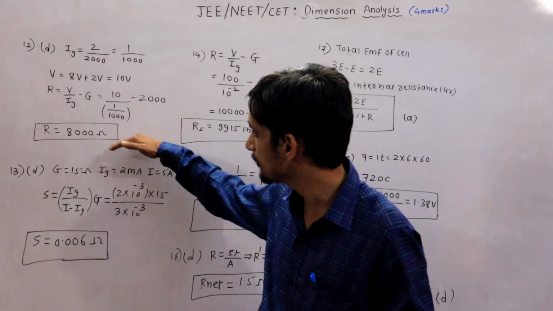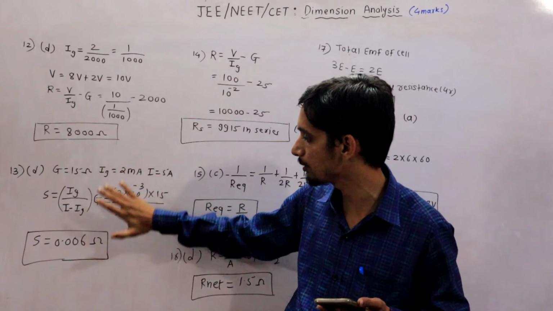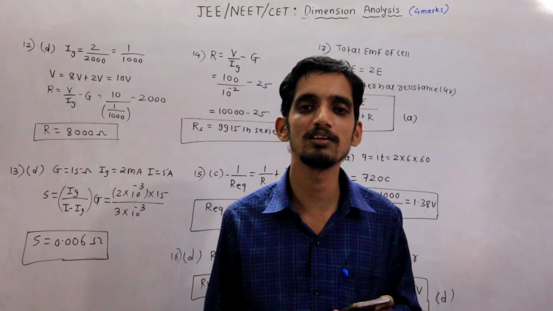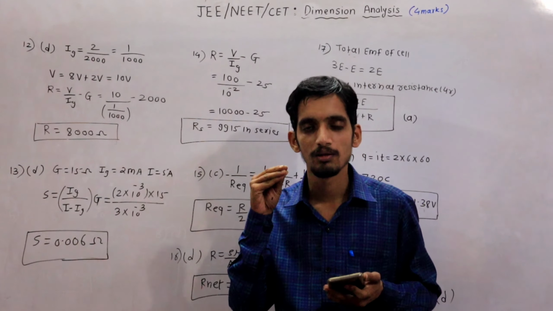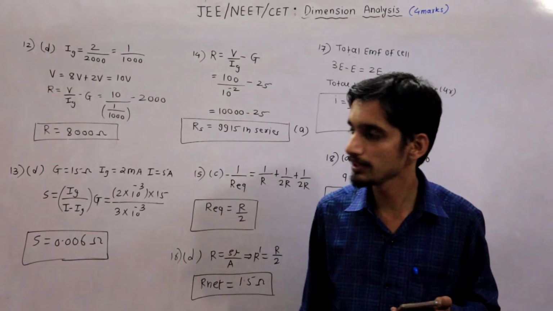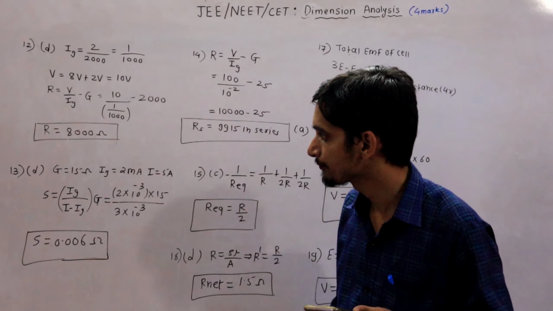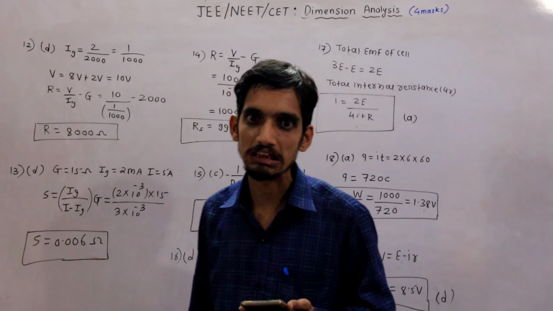So in the previous problem, if you observe, series resistance was 8 kilo ohm. Here it is 6 milli ohm. So in case of ammeter, you will always find the shunt resistance is in milli ohm or very low value. But in case of voltmeter, it is high value resistance. So option D is the correct answer for this question number 13.